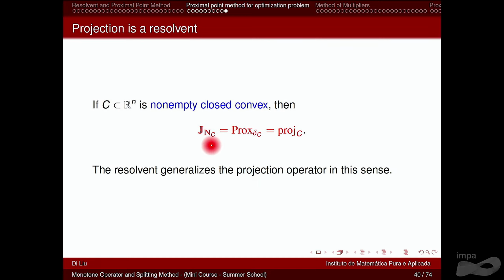Because the normal cone operator N_C is maximal monotone, the resolvent is well defined. The resolvent of the normal cone operator is just the proximal operator of the indicator function, and it equals the projection operator. It's very useful for conclusions in many analyses of splitting methods. So we can see that the resolvent is a generalization of the projection operator, because projection is just a special case when the maximal monotone operator is the normal cone.